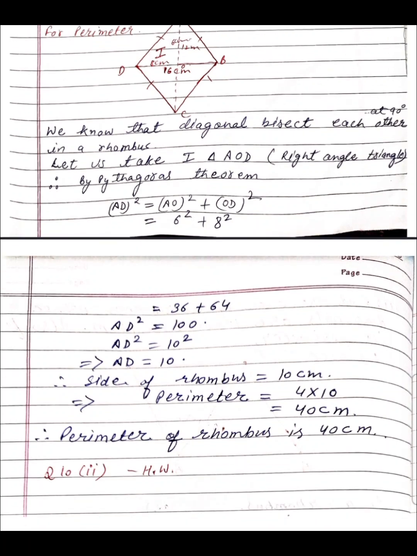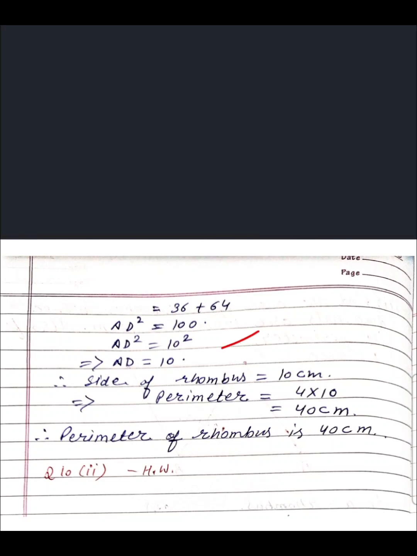the sum is equal to 100. So AD square will be equal to 100. That means AD will be equal to 10 centimeter. So we can say that side of the rhombus is 10 centimeter.